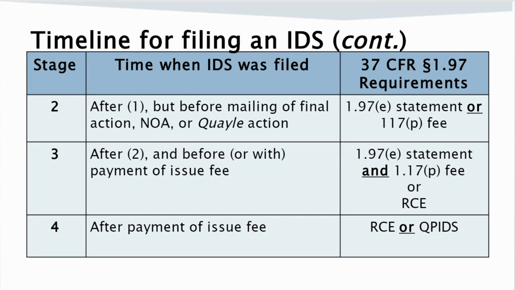During Stage 4, which is after payment of the issue fee, the IDS will typically not be considered. However, the IDS may be considered under the QuickPath IDS, or CUPIDS, pilot program, or if the application is withdrawn from issue at this point so that the information can be considered in the application upon filing of an RCE. As noted previously, the requirements become more strict during prosecution of an application from Stage 1 to Stage 4.